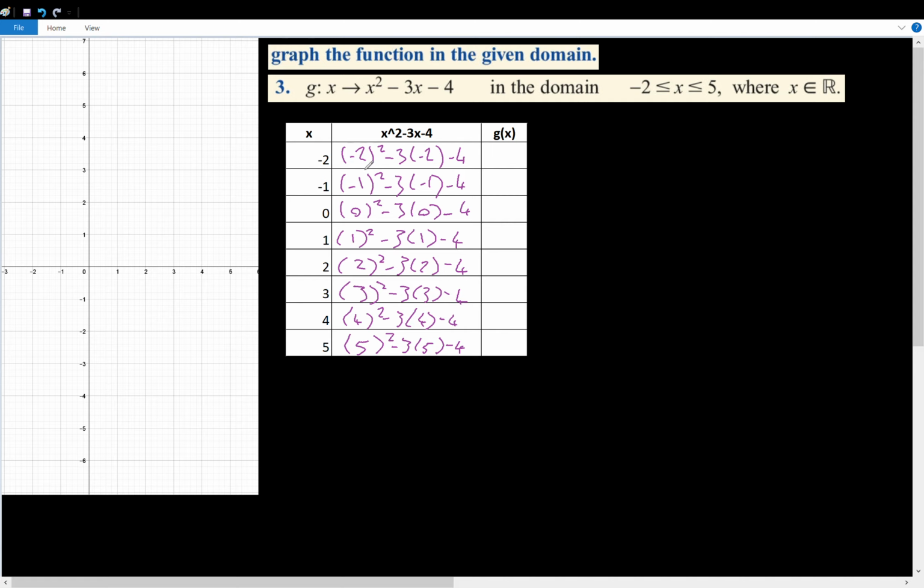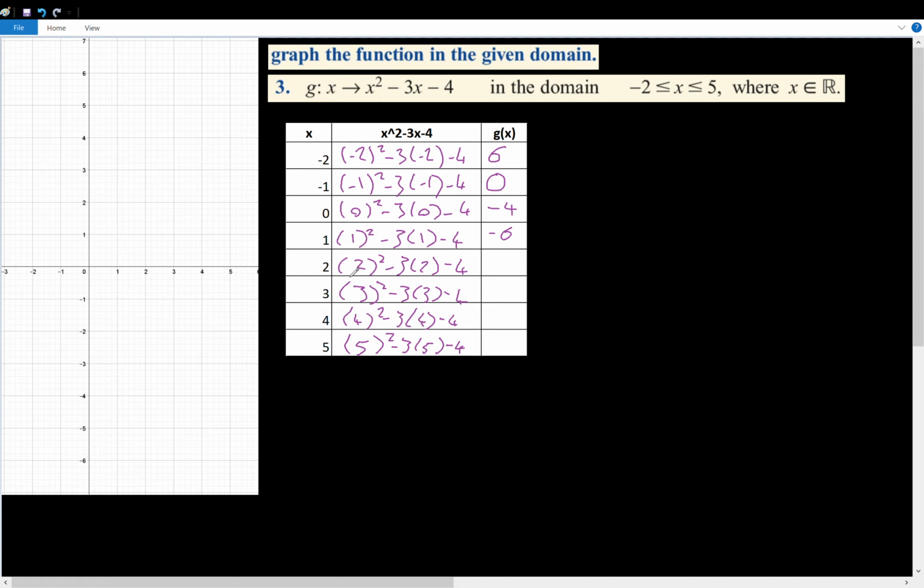So minus 2 squared is 4. And then minus 3 times minus 2 is plus 6, and we've got a minus 4 in the end. So we're going to get 6 out of this one here. For the next one, minus 1 squared is 1, minus 3 times minus 1 is 3, so we get a 0 in here. Then 0 squared is 0, 3 times 0 is 0, so we just get minus 4 here. Then 1 squared is 1, minus 3 times 1 is minus 3, and minus 4, so we've got 1 minus 3 minus 4, that's going to be minus 6.